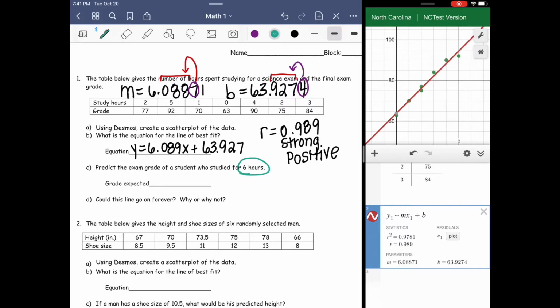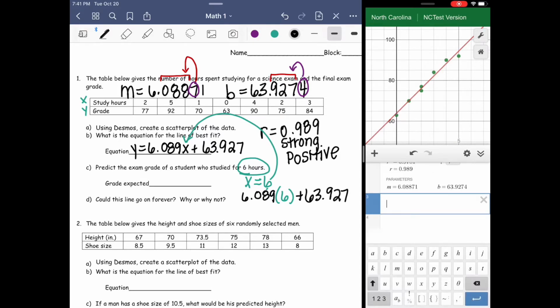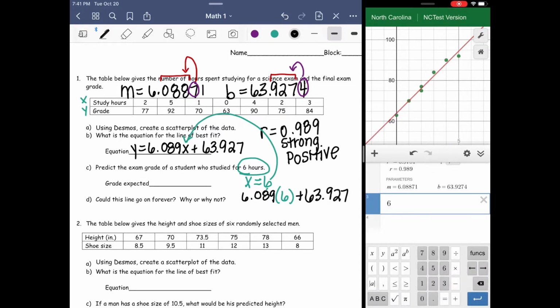So now they want us to make a prediction. They want us to predict what my grade will be if I study for 6 hours. So hours is going to be my x value. You need to be very careful about this when you're deciding whether to plug in for x or for y. I'm now going to take 6 and plug it in the x spot. So this is going to be 6.089 times 6 plus 63.927, and I can plug that right into Desmos and get my value.